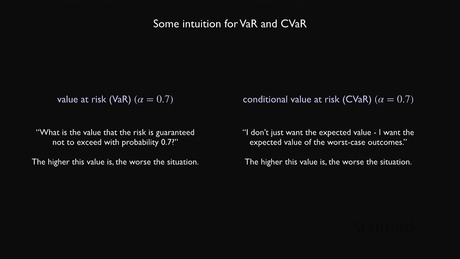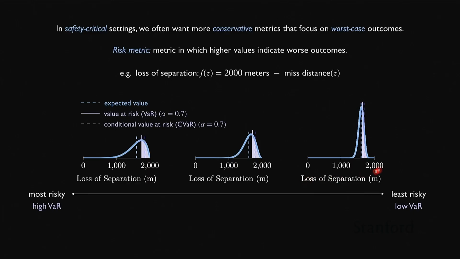Any questions on these? Yep. So what are the worst case outcomes? The ones that are involved in specification? Or how do you define that? The question was, what are the worst case outcomes? So let me go back here. We're assuming that we have a distribution over our possible outcomes, and we're assuming that because it's a risk metric, higher means it's worse. And so the worst case outcomes are going to be the ones that are the highest.